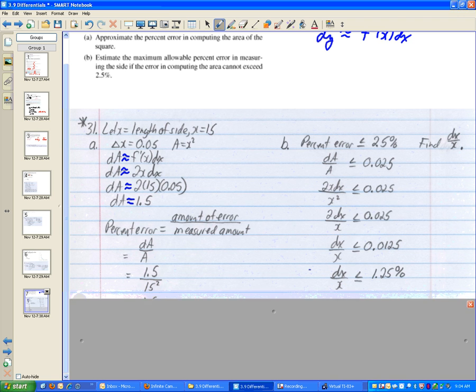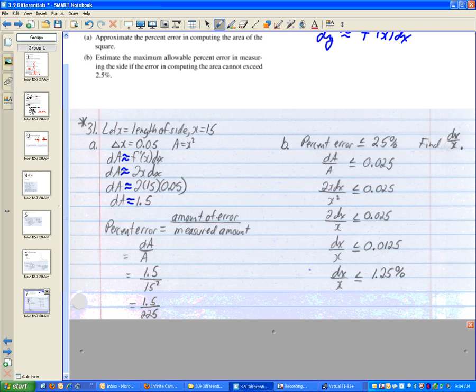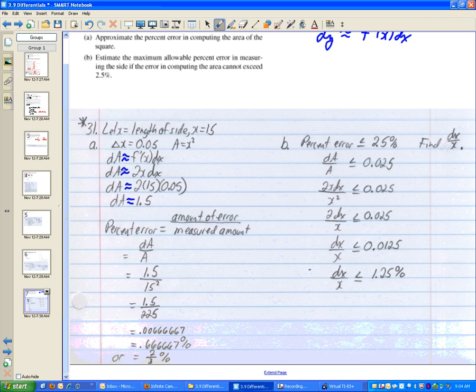So that's 1.5 over 225, which I then convert into a percent. So just divide it, you get 0.006666666666666666. Change that to a percent, which means move the decimal 2 places to the right. 0.66666666666%, or 2/3 of a percent.